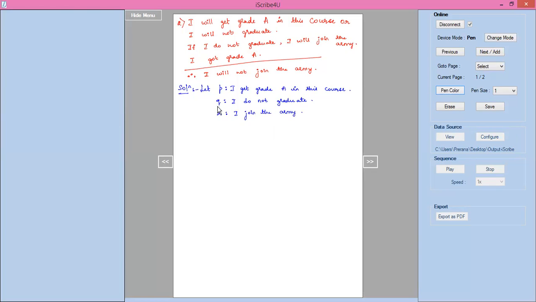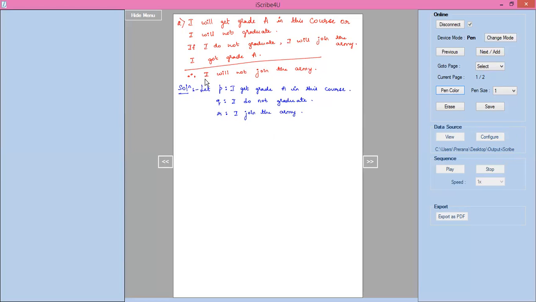It is not a compulsion that you have to call Q as I do not graduate. You can denote it by I graduate, and later while writing in symbolic form, it should be negation Q. That's all. So it is not a compulsion. Based on how you have assumed the propositions, accordingly you will write down these statements and try to get it as a valid argument. If not possible, then it is an invalid argument.